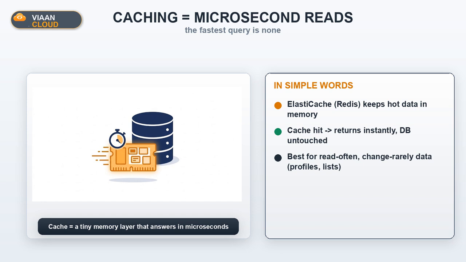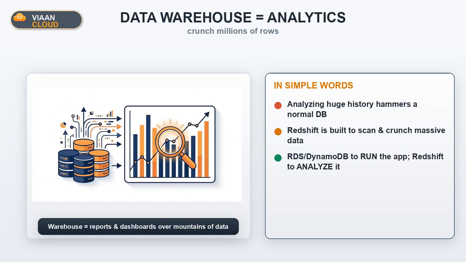For data that's read constantly but changes rarely, a user's profile, a product list, a leaderboard, a cache slashes both your latency and the load on your main database. One more specialized tool, because using the wrong database for analytics is a classic mistake.